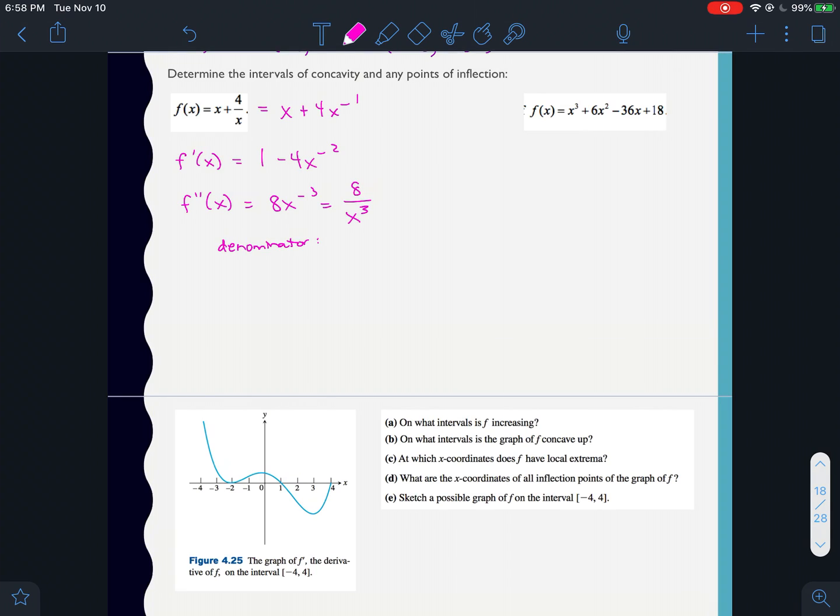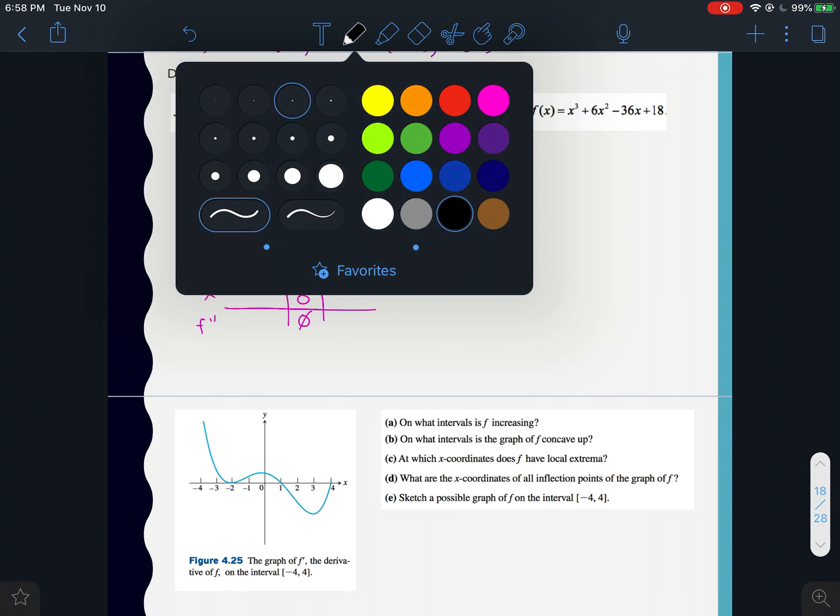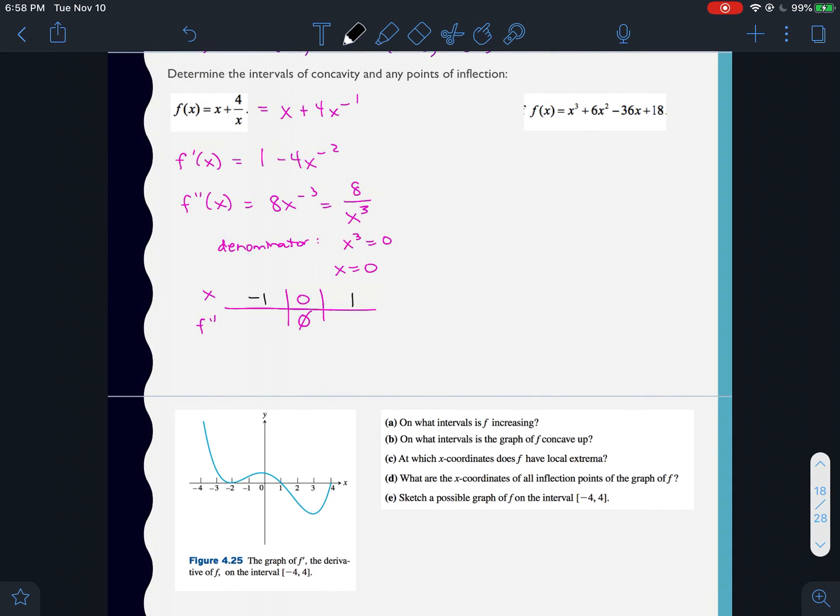Since it's a fraction, it's going to equal 0 when the numerator is equal to 0. The numerator is never going to equal 0 because it's 8, or it's undefined when the denominator is 0. Well, the denominator is going to equal 0 when x to the third equals 0, so that's when x equals 0. So my second derivative is undefined when x is equal to 0. So that's going to be a critical number for points of inflection, if you want to think about it that way. So now we're going to test before and after that.